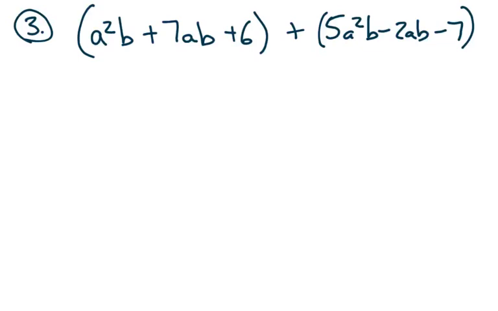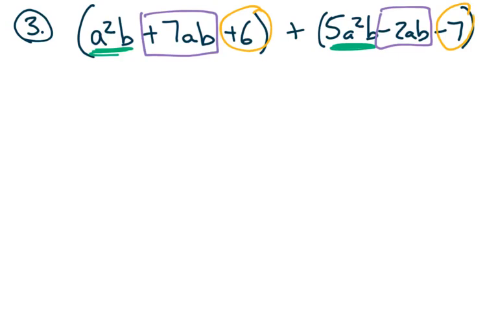So on this one, we're complicating the fact by putting more than one letter in here, or more than one variable, but it's still the same game. They have to match up. So we see a squared b matches up with a squared b. We can see 7ab matches up with negative 2ab, and 6 matches up with negative 7.